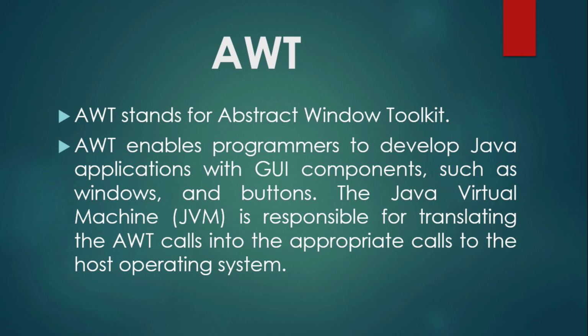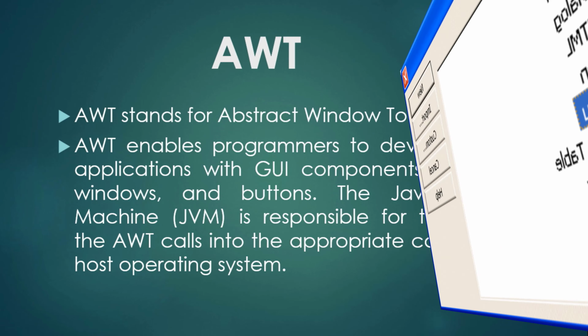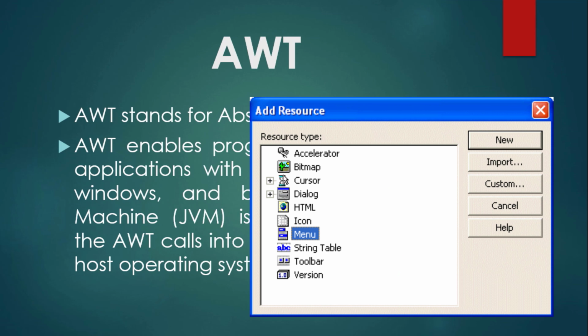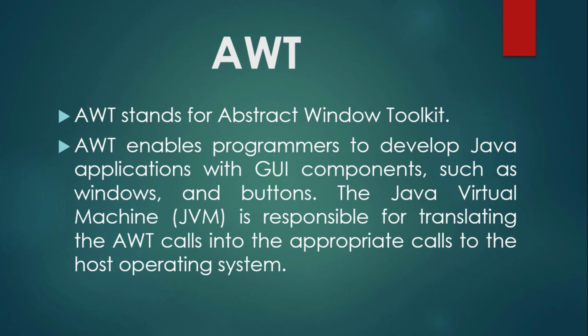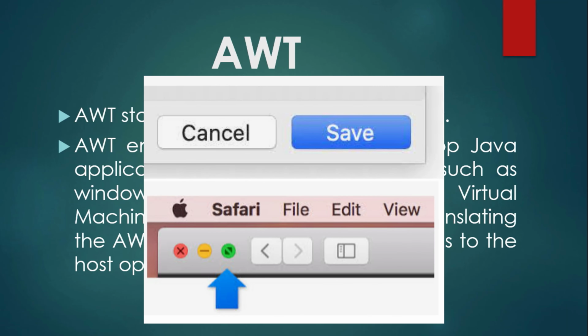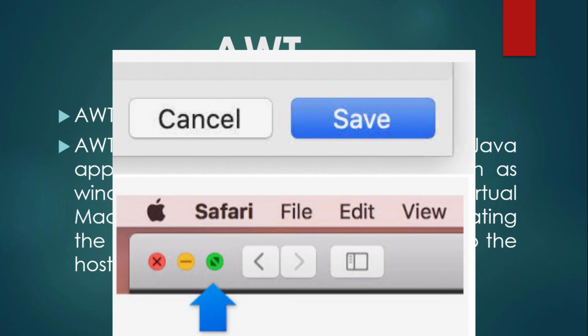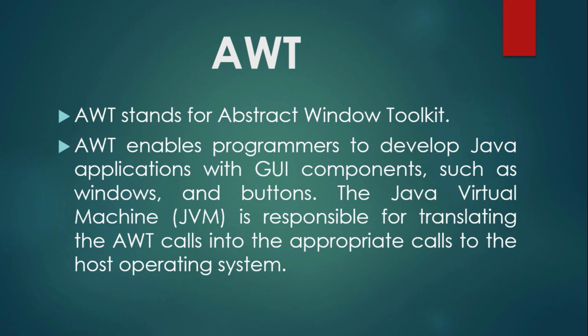I mean to say, the button you get on Windows operating system, the close, minimize, maximize type of options you get on Windows operating system, the same you are going to get over here because it is operating system dependent. If you are running the same application on another operating system like Mac or Linux, then again for displaying or rendering the component, it is going to take help of that operating system. That's the major problem with AWT, that it is platform dependent.